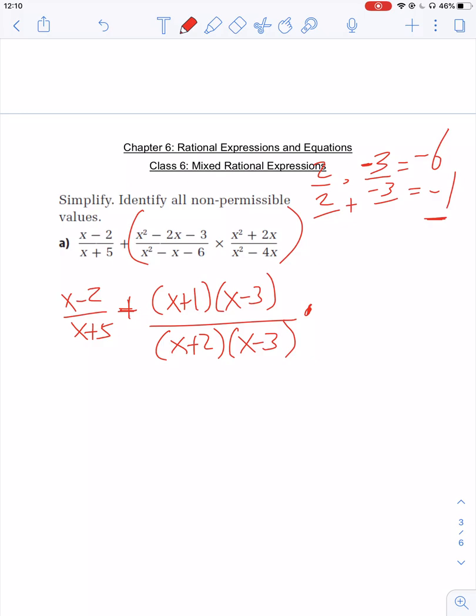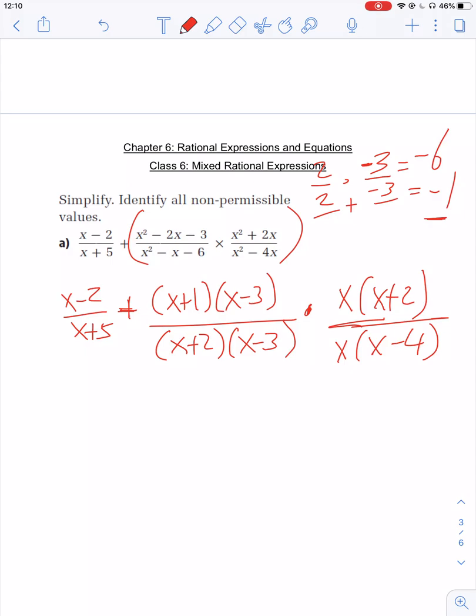I'm not going to cross things out just yet because I have to list my non-permissible values. So let me just wait on that. So here, the x is repeating itself, right? So you can factor the x. So you're going to get x plus 2. And at the bottom, you're going to have to factor the x. So if you factor the x, then you're going to get x minus 4. Okay, x squared minus 4x. Yes, okay.